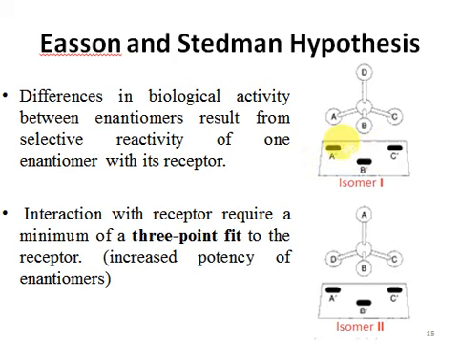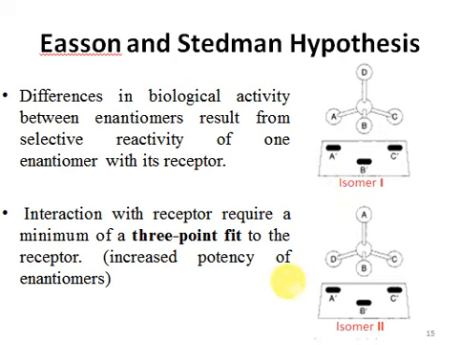So this flat surface is your receptor site and the balls are the atoms of your enantiomer, right? So the A is complementary to A prime on the receptor, B is able to bind with B prime, C is able to bind with the C prime. So this enantiomer is forming a 3-point fit. So this isomer number 1 will be able to show the biological activity.